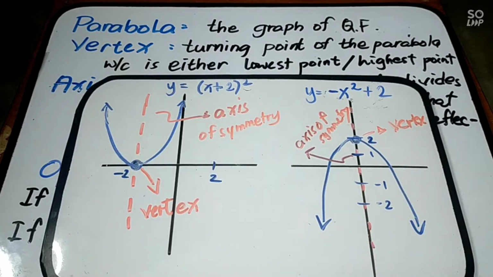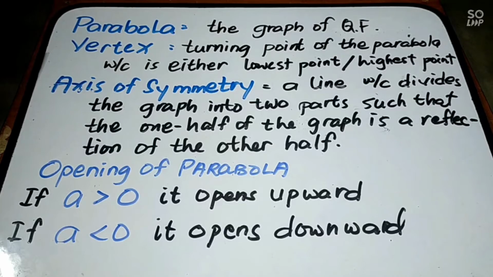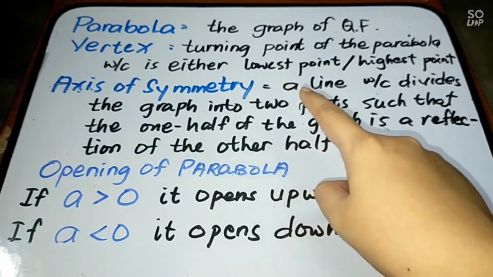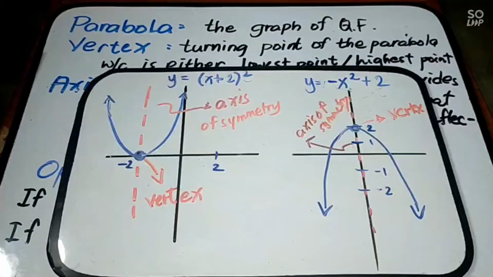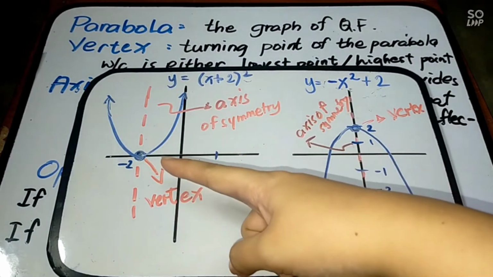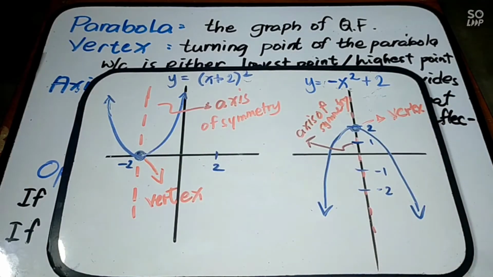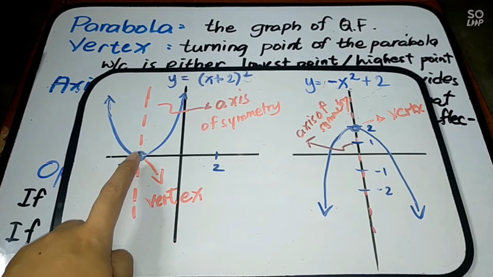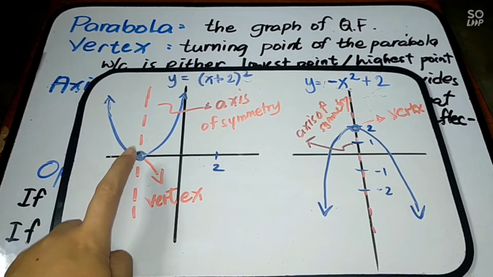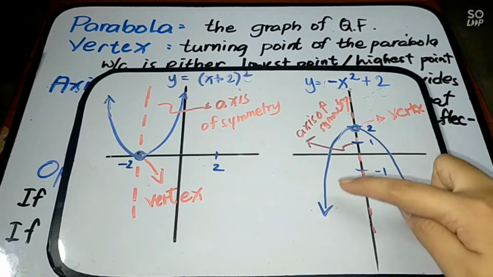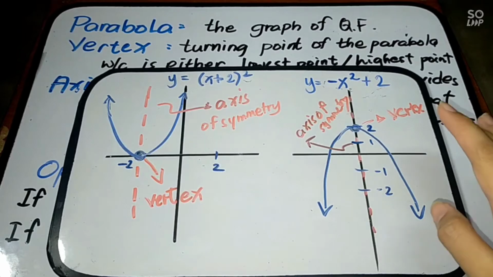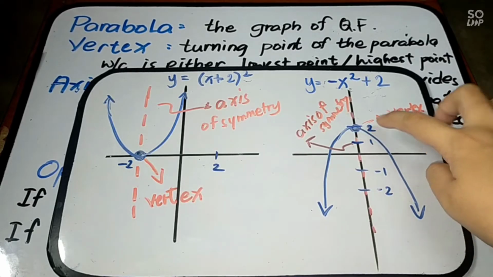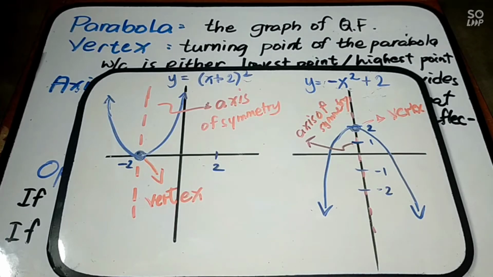Then, we have the parts of the parabola. The first part is called the vertex, the turning point of the parabola, which is either the lowest point or the highest point. In our example, one graph is opening upward and the other is opening downward. As you can see, here is the lowest point. This is what we call the vertex, the lowest point that you can see. And if your graph is opening downward, what you see is the highest point, which is also your vertex. Is it clear? Now, let's move on to the axis of symmetry.